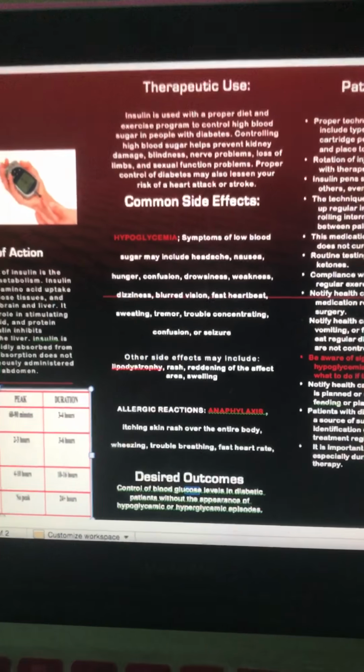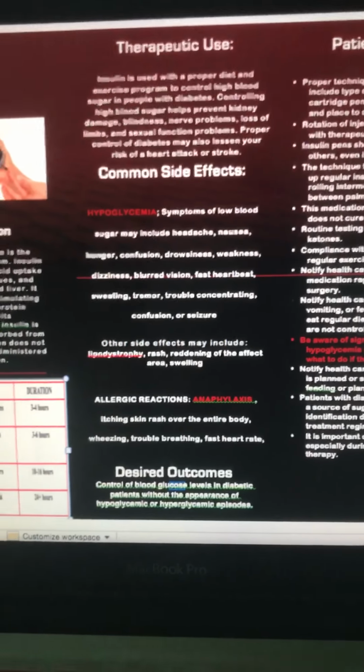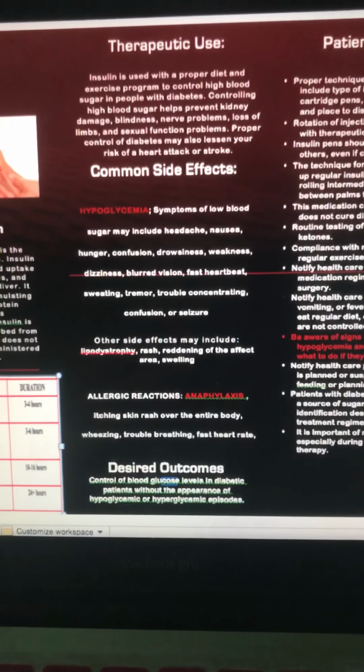With this medication, there are a lot of side effects. Number one being hypoglycemia.